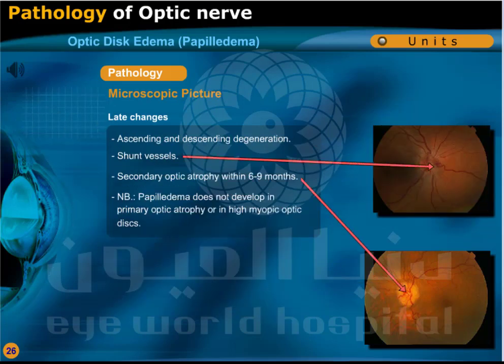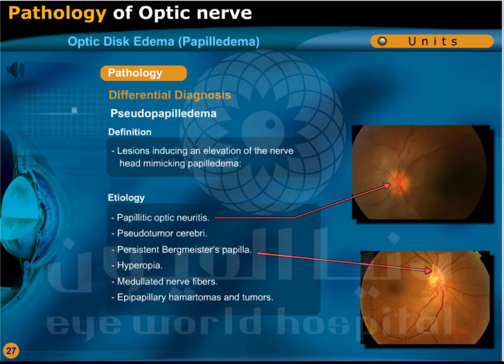Late changes. Ascending and descending degeneration. Shunt vessels. Secondary optic atrophy within 6 to 9 months. It is to be noted that papilledema does not develop in primary optic atrophy or in high myopic optic discs.